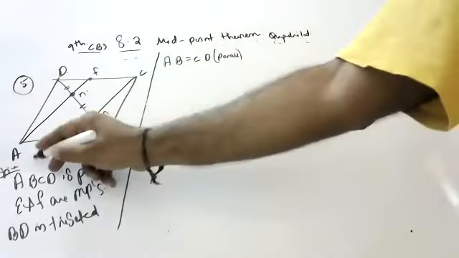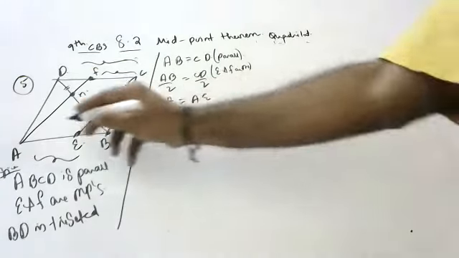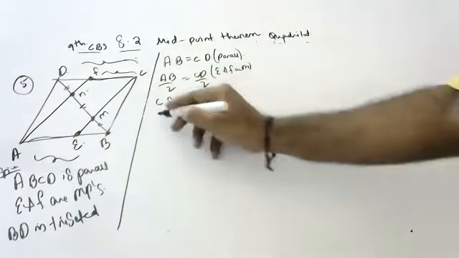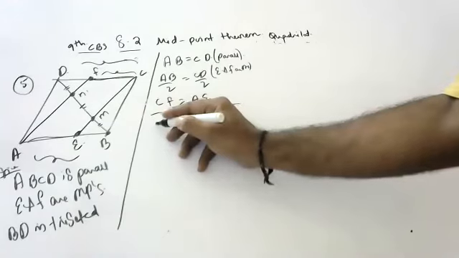Now AB by 2 is equal to CD by 2 because E and F are midpoints. This is a midpoint and this is also a midpoint. Therefore, CF is also equal to AE. In the same way, again I am saying this, children.